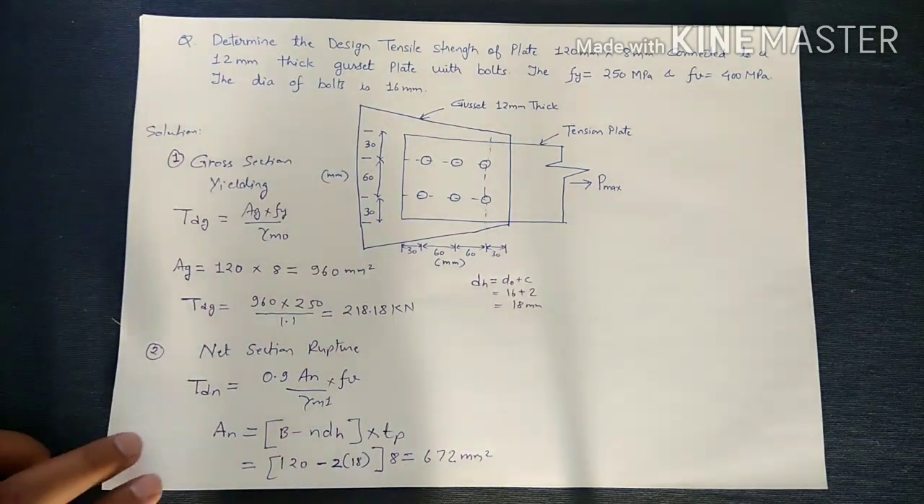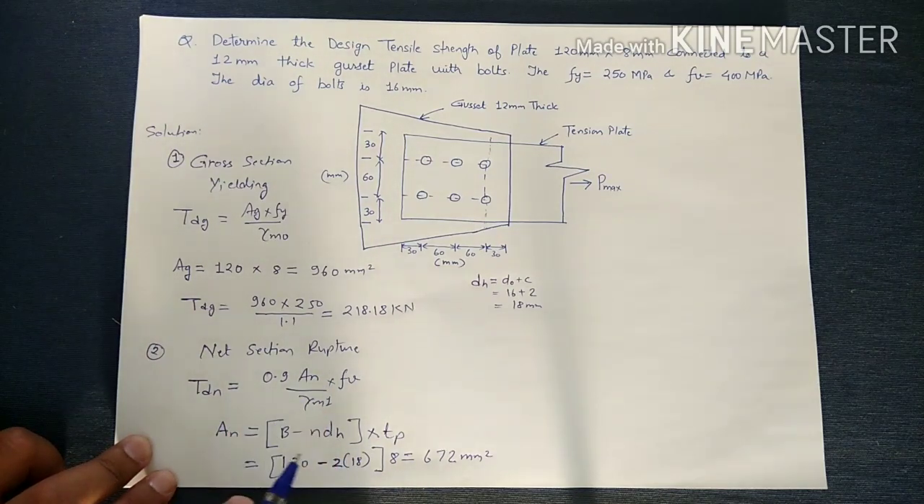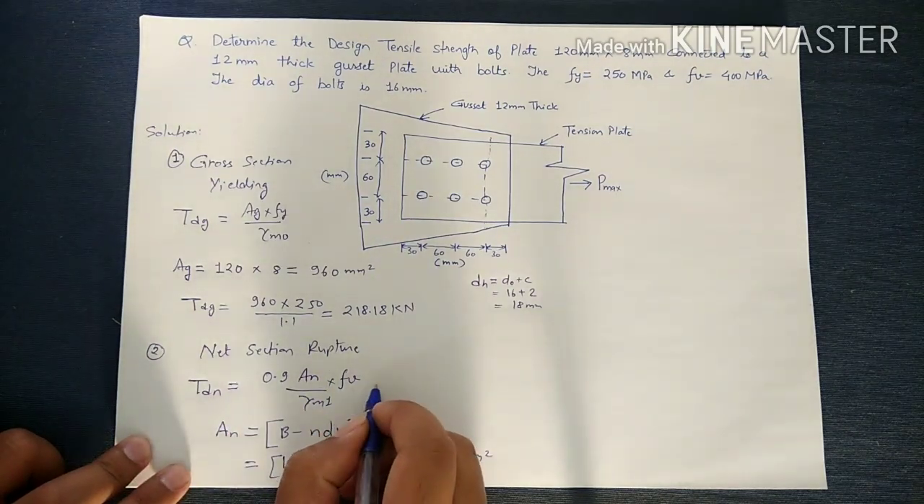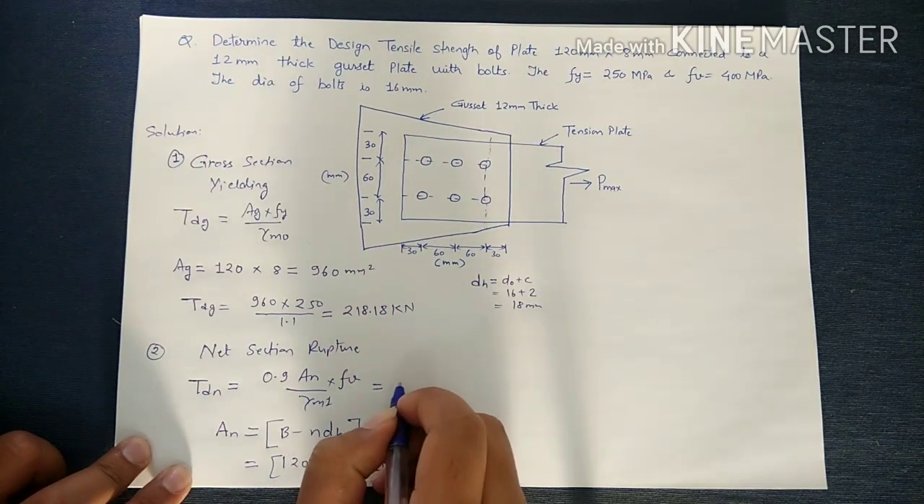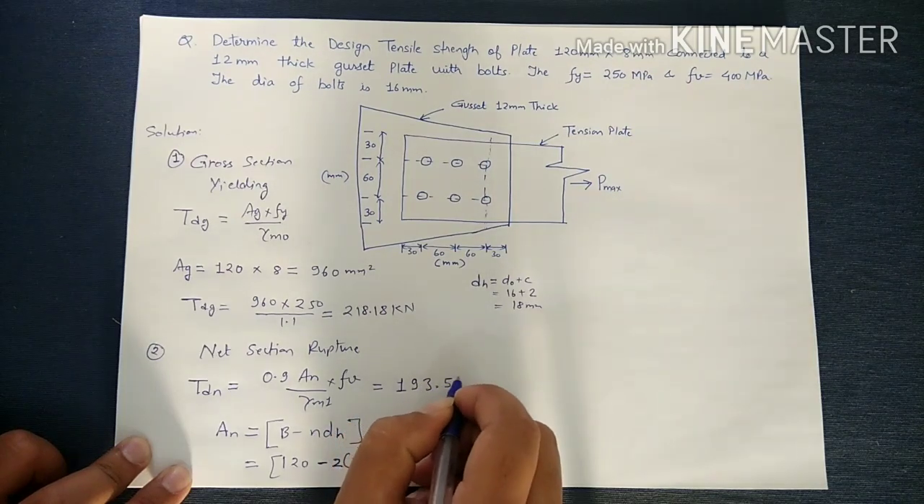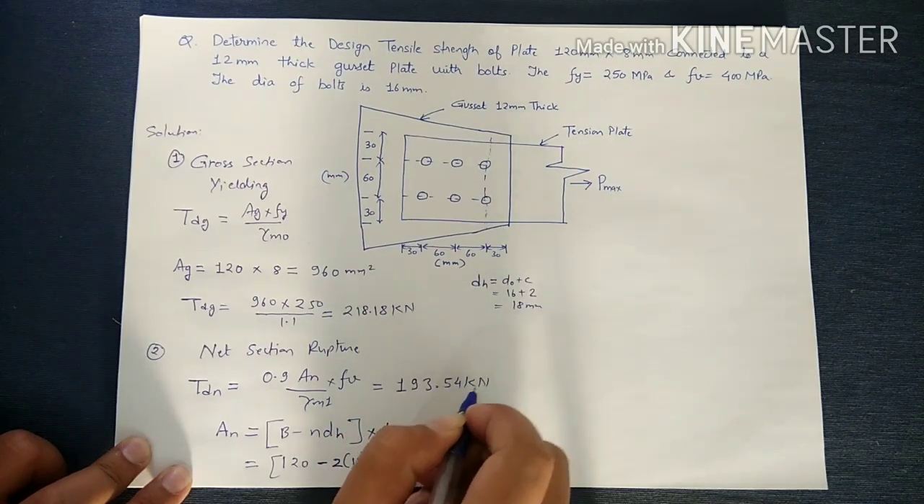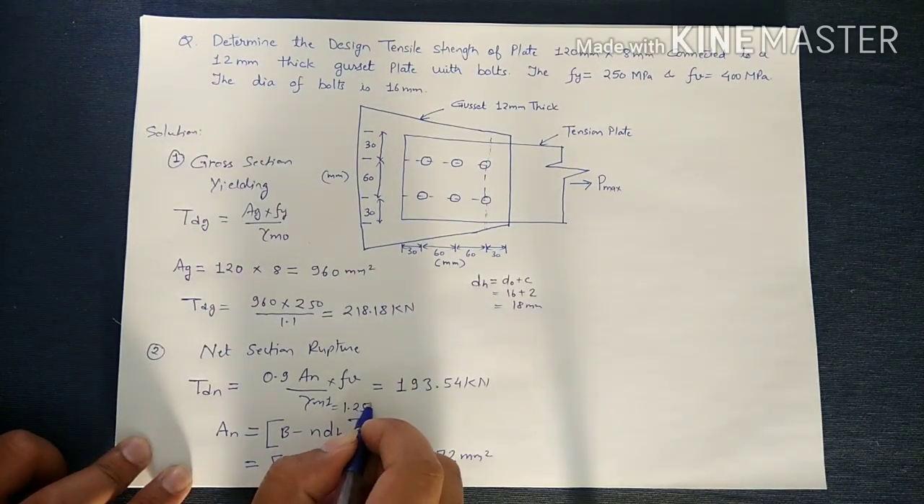So putting all the values in this equation, we get 193.54 kilonewton. Here gamma m1 is 1.25.